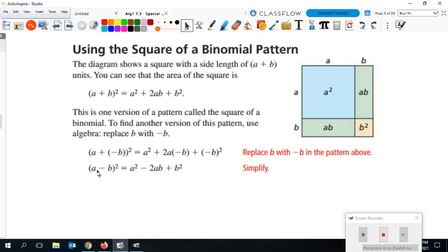You can do the same thing with a minus sign. The only difference, if it's a minus, this sign here would be minus instead of plus. You can see everything else is the same.